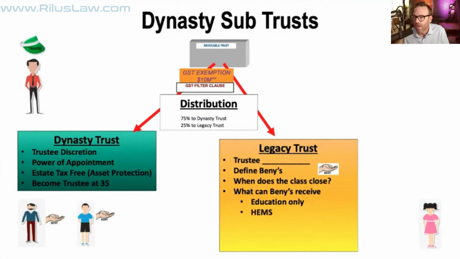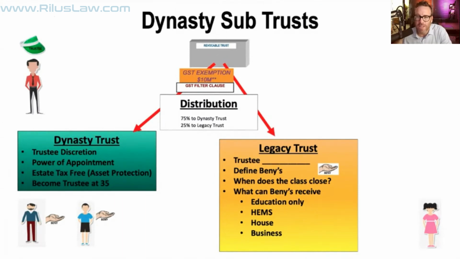What can they receive? HEMS: health, education, maintenance, and support. This is what the IRS calls an ascertainable standard, and this is the common standard in most trusts for what beneficiaries can receive things for. But again, support and maintenance can be pretty broad. So what if a beneficiary wants to buy a house, or what if they want to start a business? Is the trust going to provide for those things? And if so, we have to make it really clear for the trustee how they can use these funds.